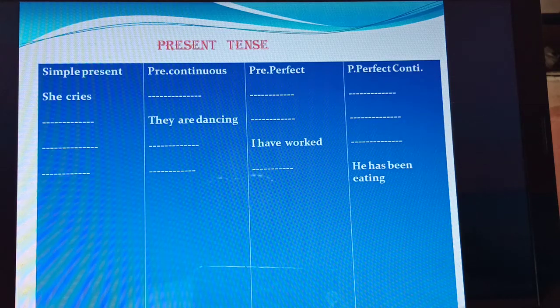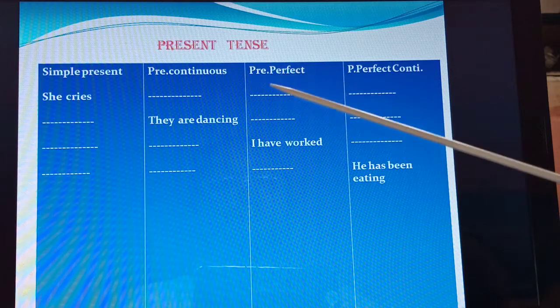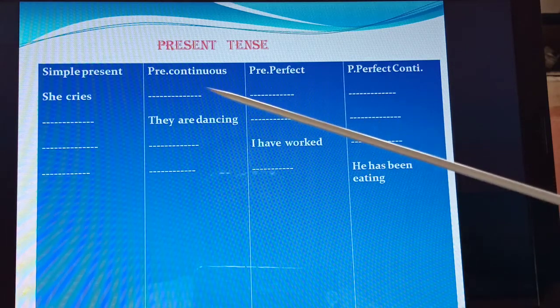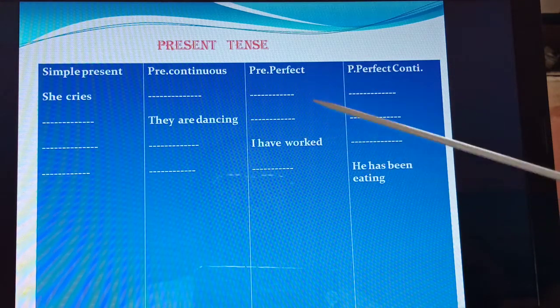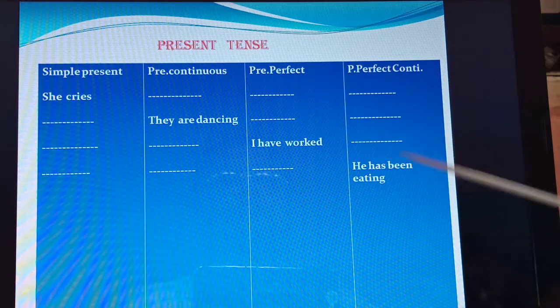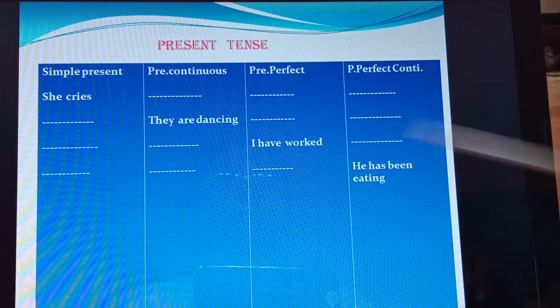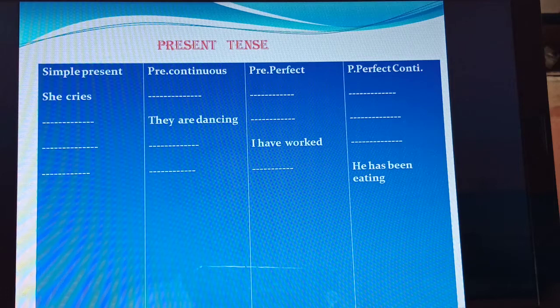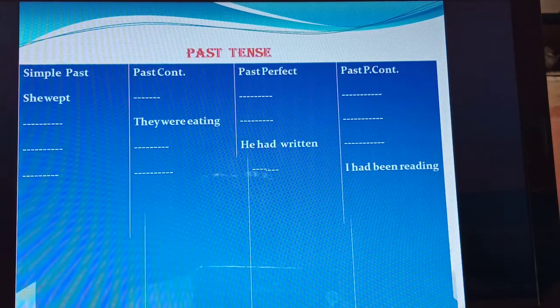What will be the answer? For example, she cries is a simple present. You will have to write down for present continuous, present perfect and present perfect continuous. She cries. What will happen? They are dancing is a present continuous. Other form you will have to write. I have worked is a present perfect. Other 3 column you have to fill. He has been eating. Other 3 columns you have to write. Hope you have understood.